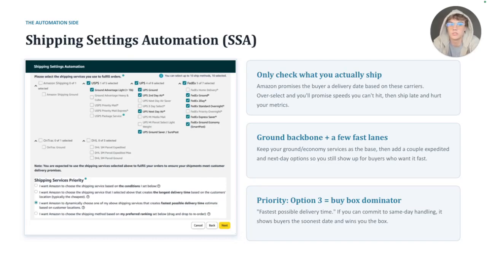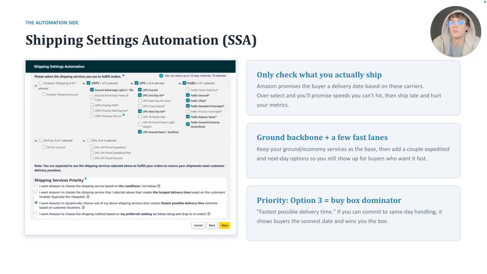Amazon uses this to calculate the delivery promise. So it's not a check everything and move on deal. Only check what you can ship with, or else you can promise stuff that you can't hit. So this is how I set up mine right here. I keep my ground and economy as the backbone, USPS for small stuff and light stuff, and then UPS and FedEx for the bigger packages.